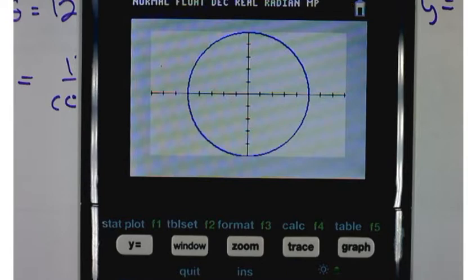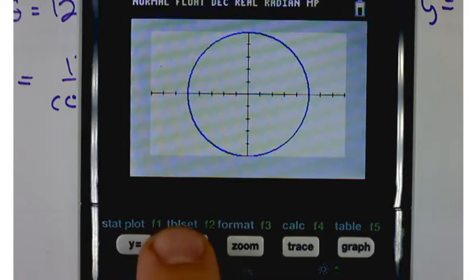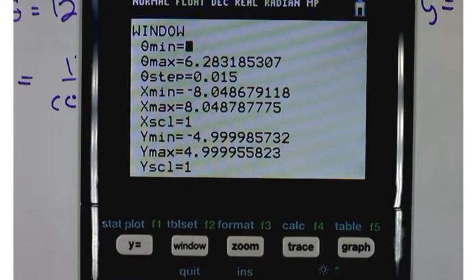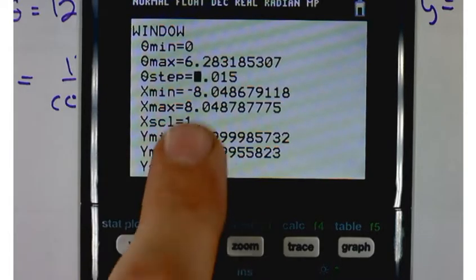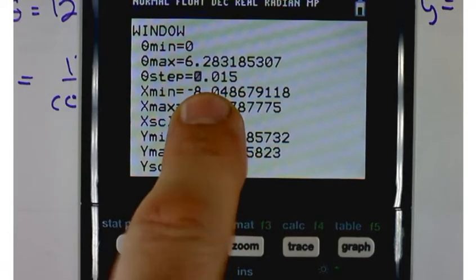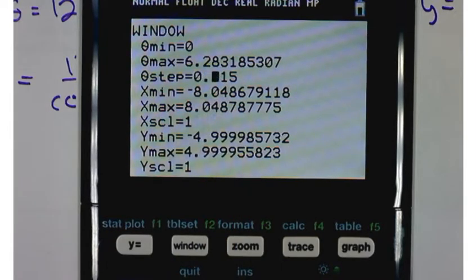So those two keys back to back, zoom fit and then zoom square, give you a good look at what your graph should be. Now, let me play around with our window a little bit and teach you a little bit about how these graphs are working. I had theta step was 0.015. What if I did something like theta step is about 0.25?